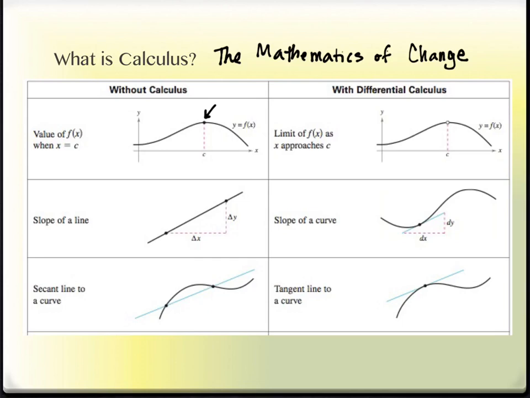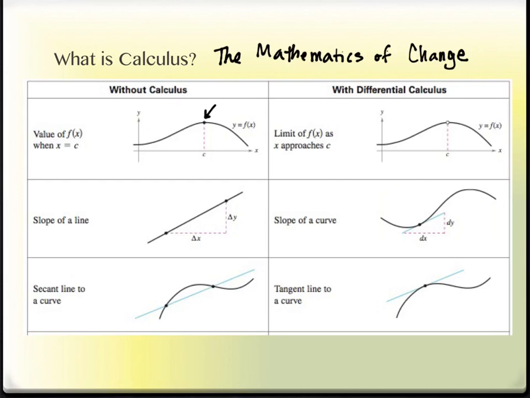So the first one: without calculus, or with pre-calculus, we are able to find the value of a function. You can see there's a pointed arrow there. We can find that y value. If we're given the x value, we can find the y value if we know the function itself, right? Either the graph for it maybe or the equation for it. We can find the value.